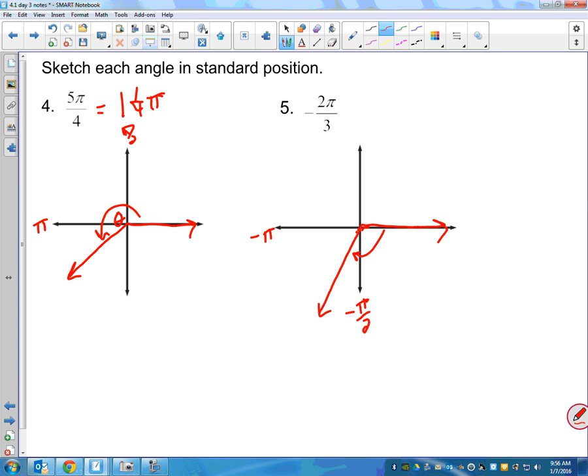What I'm looking for is that it's generally in the right area. If you're in the wrong quadrant, that's a big deal. If you're going in the wrong direction, that's a big deal. But generally speaking, if you're in the right area, you're going to get your point.